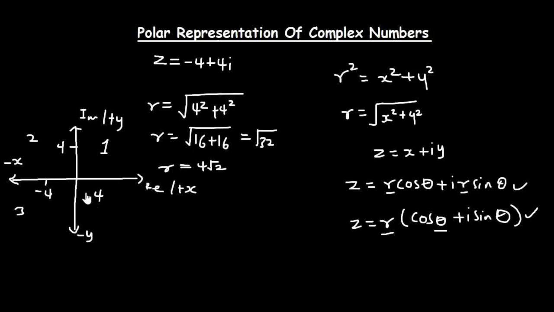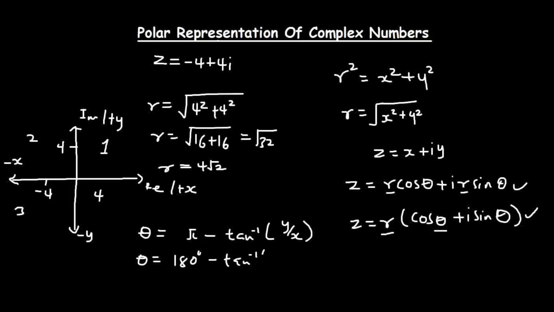Since the plot lies in the second quadrant, you can use the formula theta, which is the argument, equal to pi minus the tan inverse of y over x. Or if you want your answer in degrees, theta equals 180 degrees minus the tan inverse of y over x. So you can use this formula to find the argument.